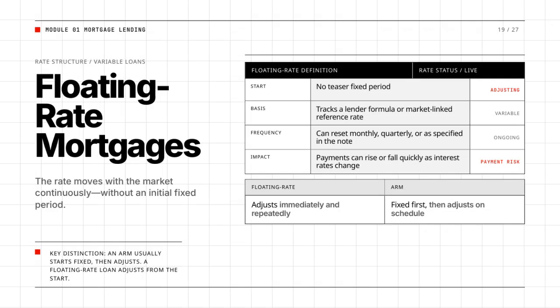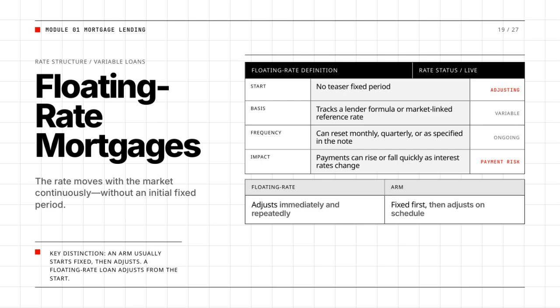This slide focuses on floating rate mortgages and how their rate structure differs from other variable loans, specifically adjustable rate mortgages or ARMs. The key point here is that floating rate loans have interest rates that move continuously with the market from the very start. There is no initial fixed period. This contrasts with ARMs, which typically begin with a fixed rate for some time before adjusting.